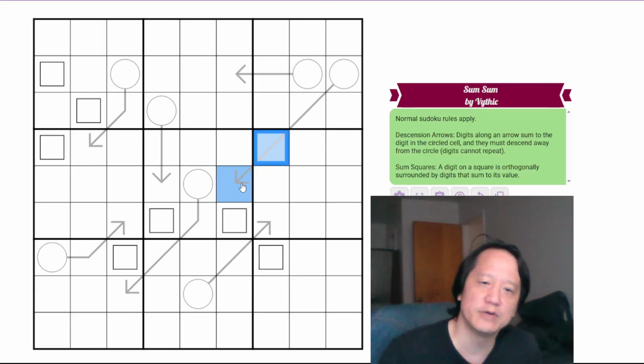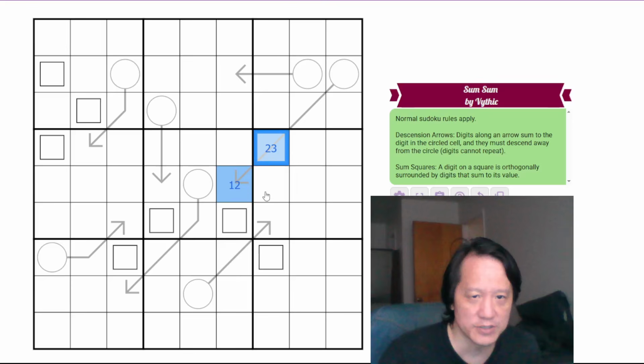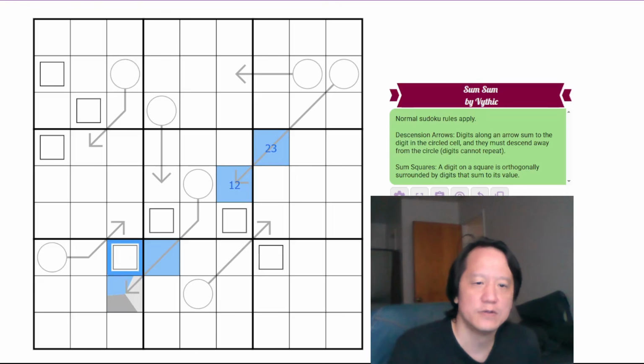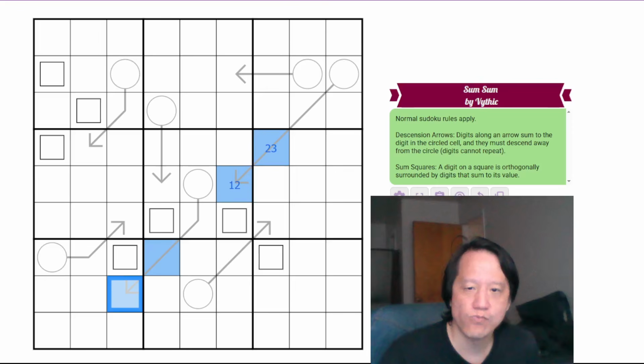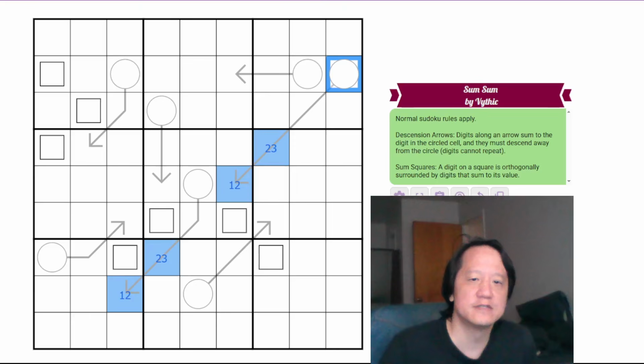And this must be smaller than that, so this must be 1 or 2, and this is 2 or 3, because this must be greater than that one. These are also low here. So we have 1 and 2, and 2 and 3 as possibilities. We know the digits in the circles must add up to at least 6 for those 3-digit sums.